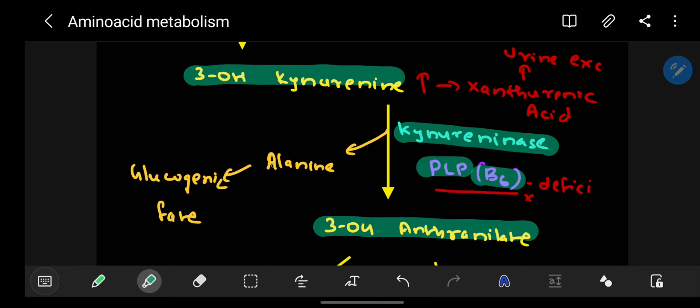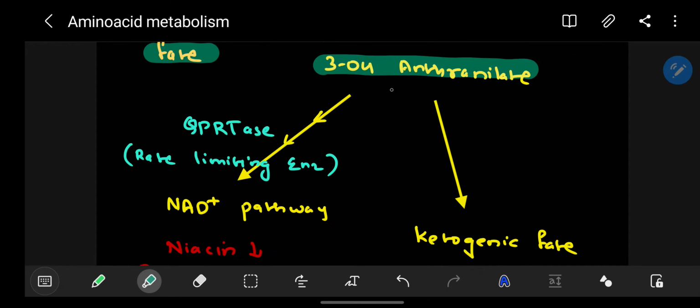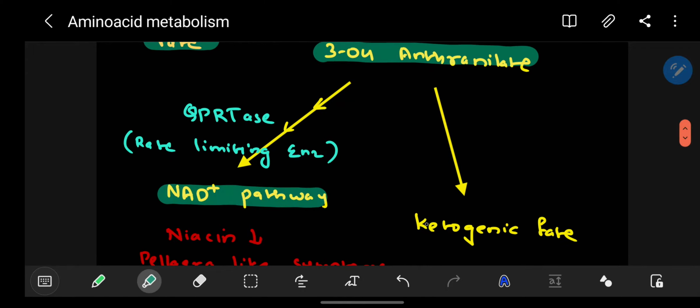In the same reaction, sometimes alanine will be released. This alanine will go to synthesize glucose. So it has a glucogenic phase. This 3-hydroxyanthranilate will go on to synthesize NAD plus or it will be catabolized to the ketogenic phase.